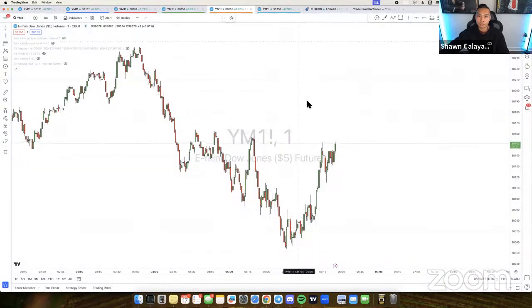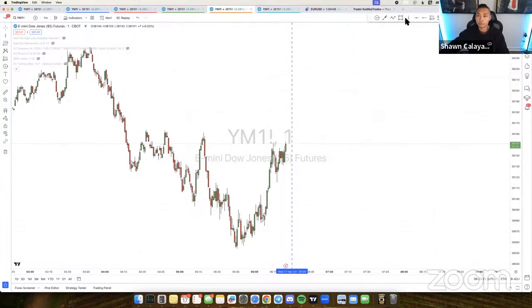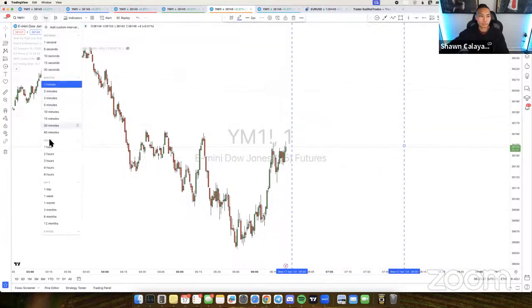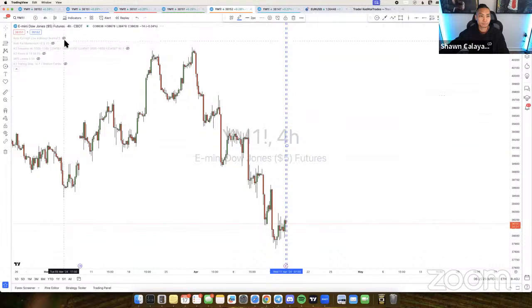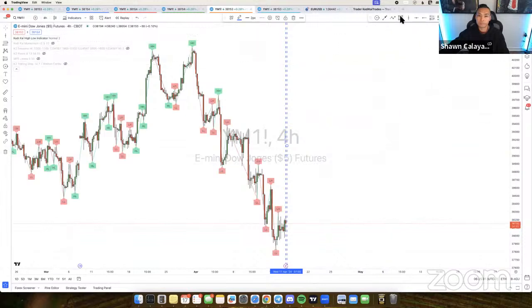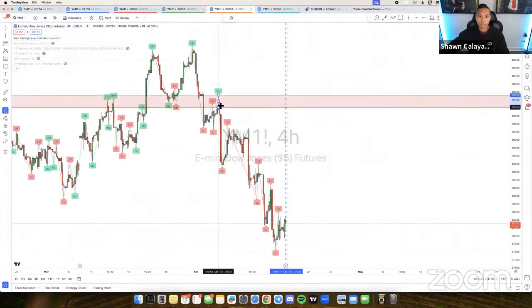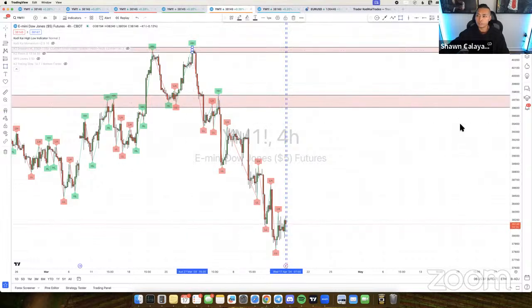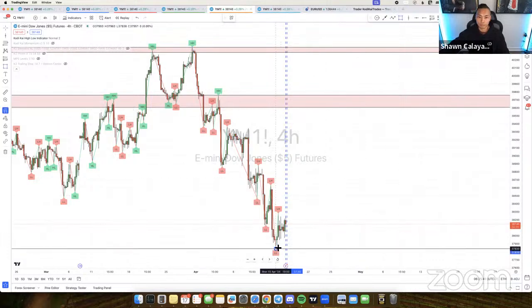Going over to our clean chart, I'm going over here to the 6:30 time, mark that up. Gonna mark up the 8 o'clock time. And go up to the 4 hour time frame. Identify structure up here. Identify structure up here. And identify structure down here.